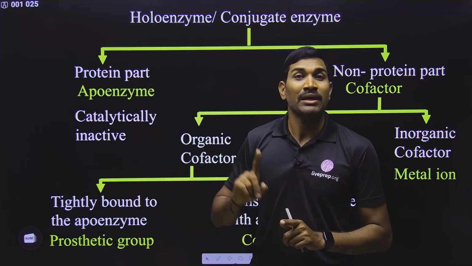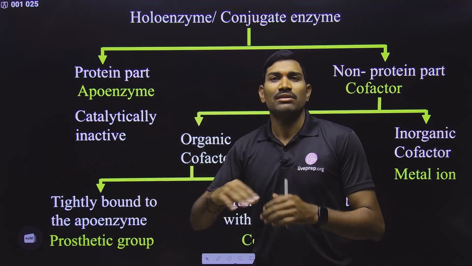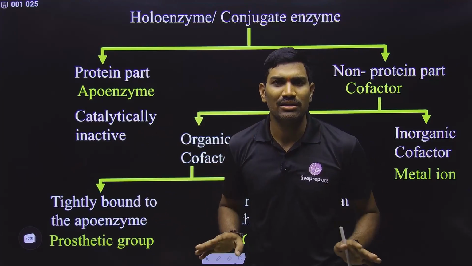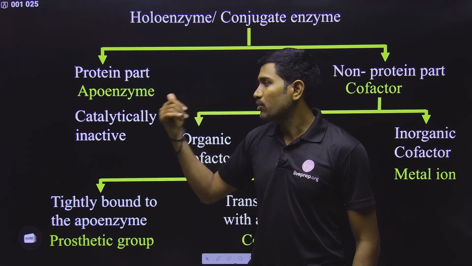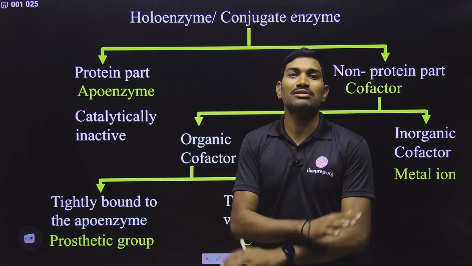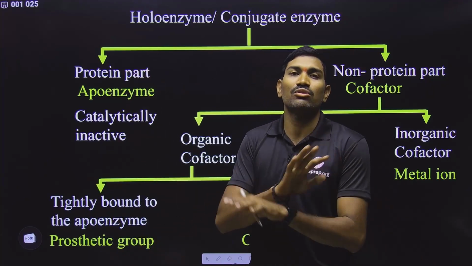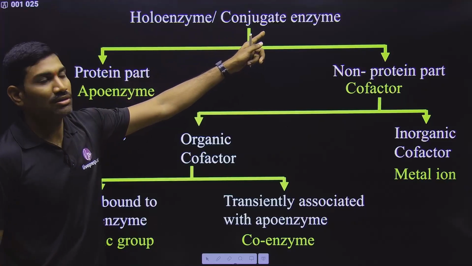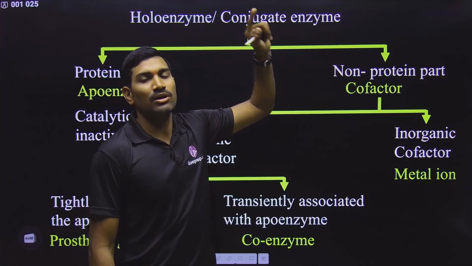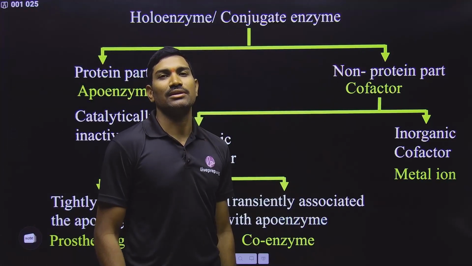Please remember this. But in the simple enzyme, this cofactor concept is not there. The protein part is there, and that itself will do the reaction. But in this case, the protein part is called an apoenzyme because it cannot do the catalysis without the involvement of a cofactor. That's why in the case of a conjugate enzyme, the non-protein part called the cofactor is very important.